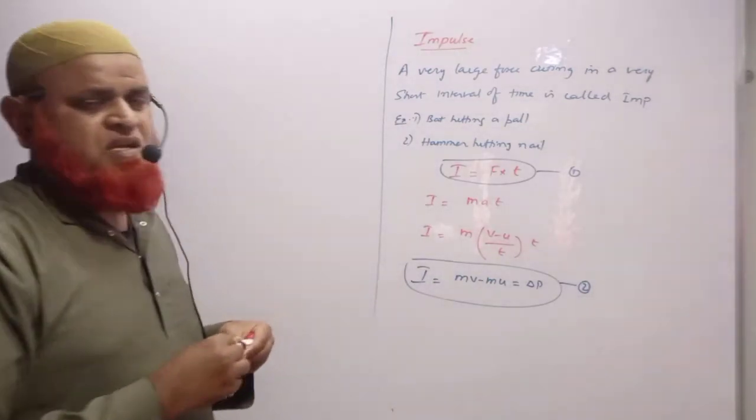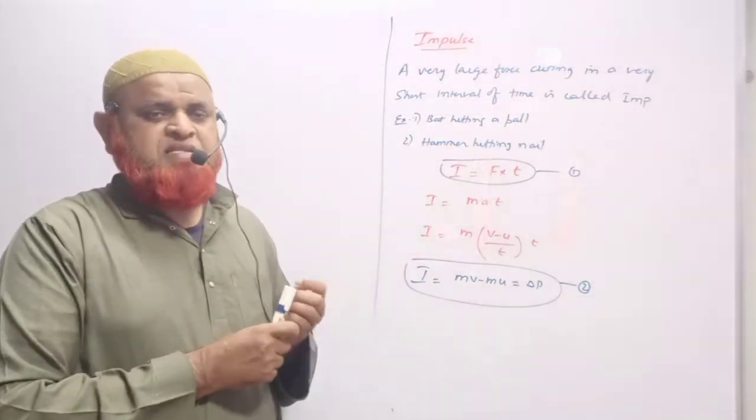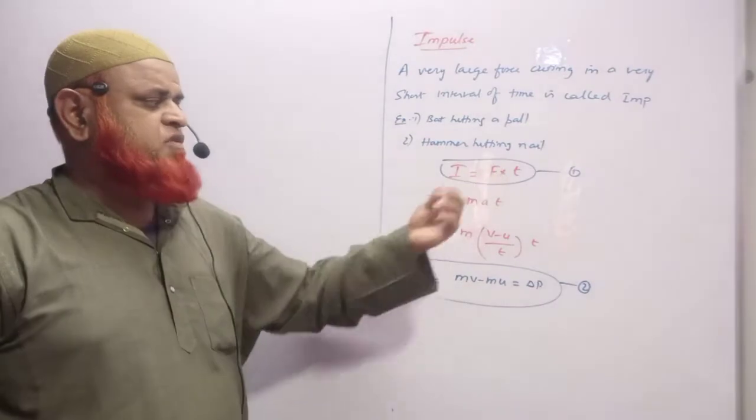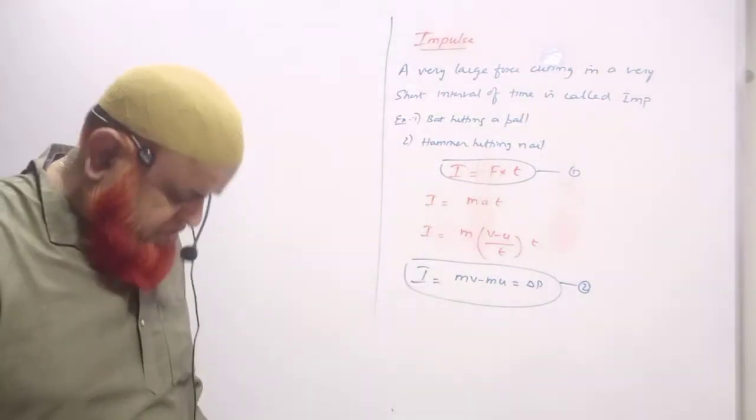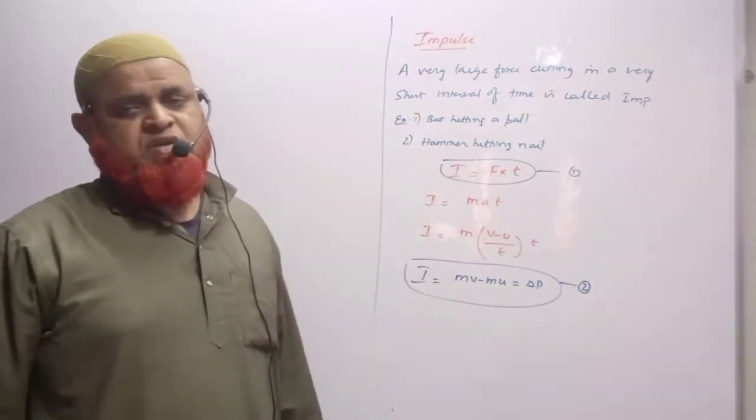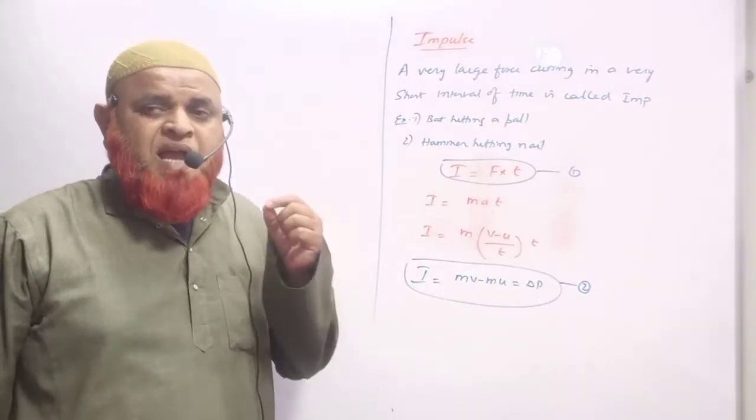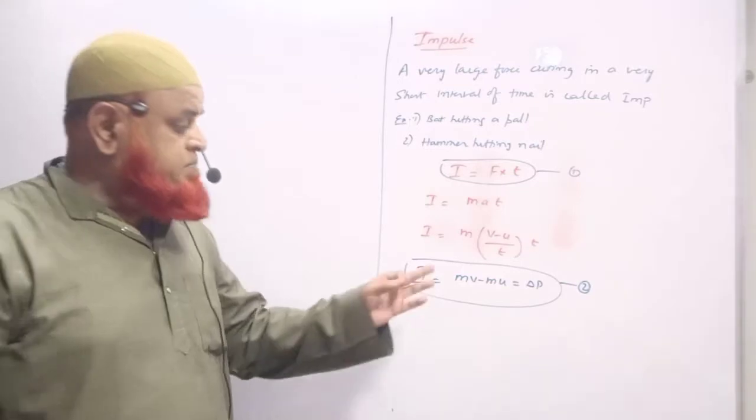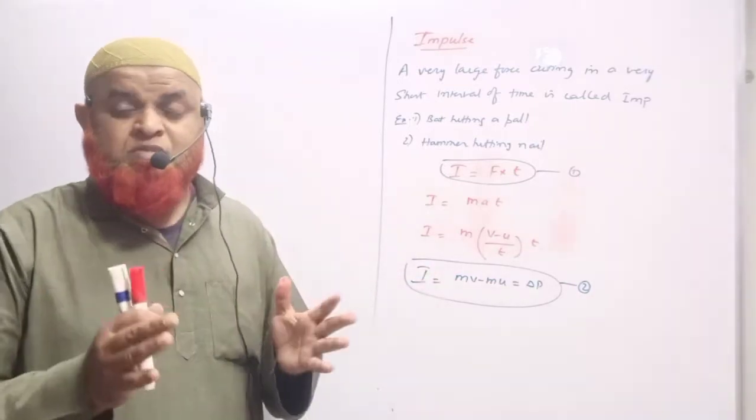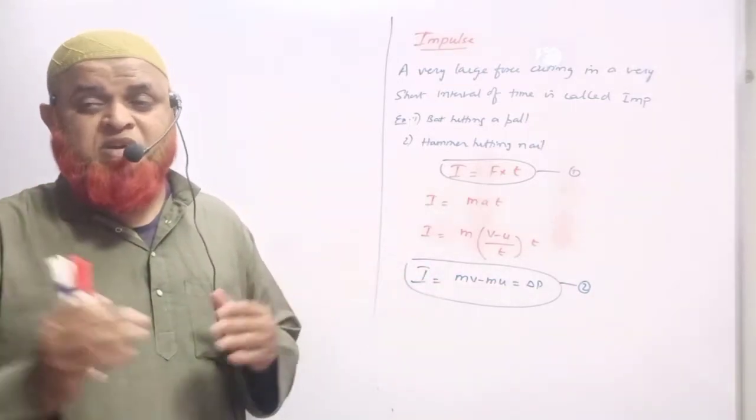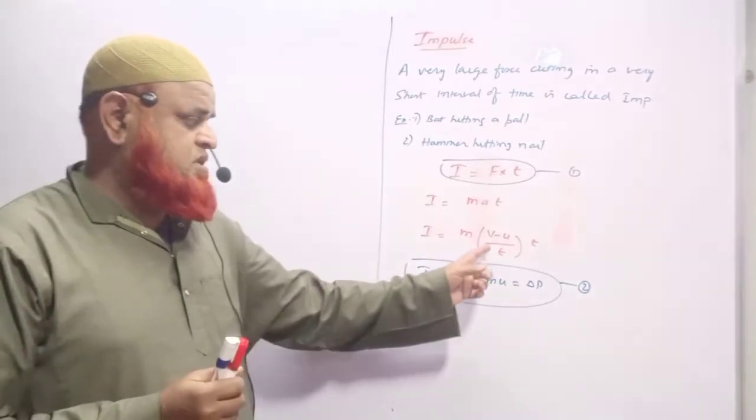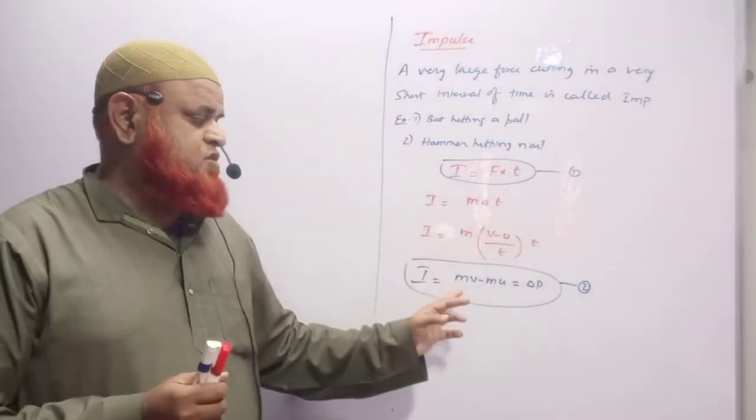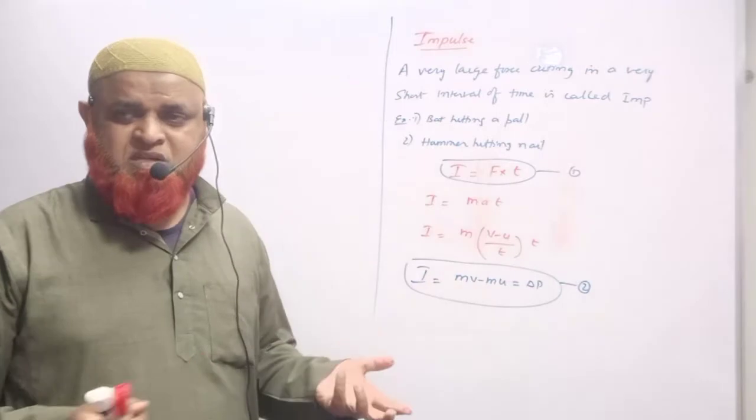One, impulse can be defined as a very large force acting in a very short interval of time. This is the first definition. Then what is the second definition? Impulse can also be called the change in momentum, not rate, sorry. Change in momentum is also called impulse, because (v minus u) by t times t, the t gets cancelled, leaving mv minus mu. This is the change in momentum.